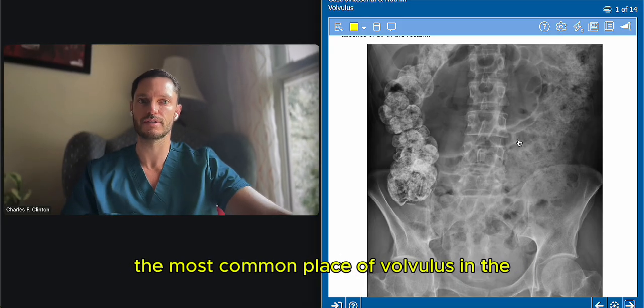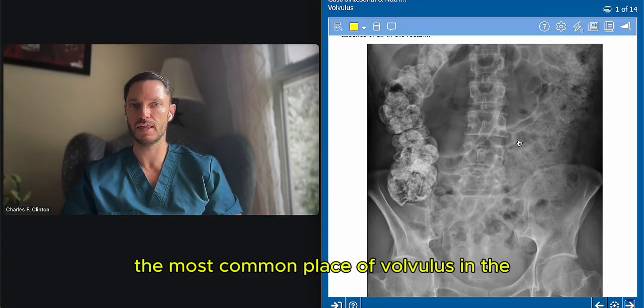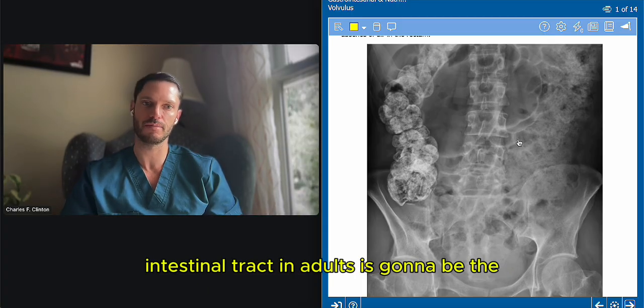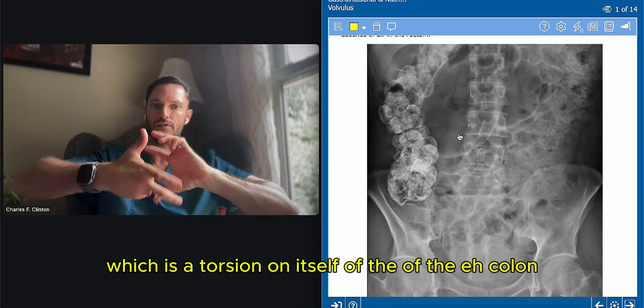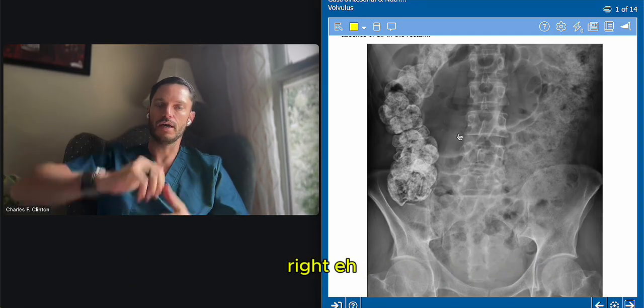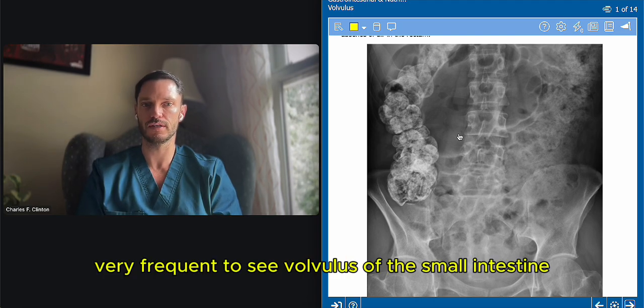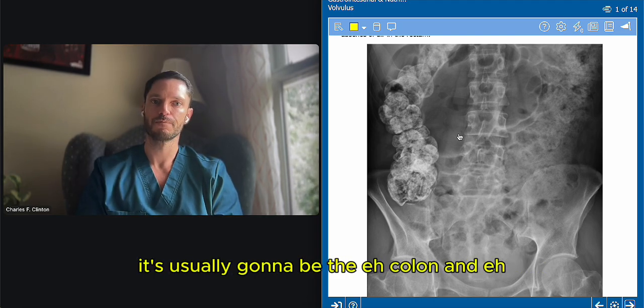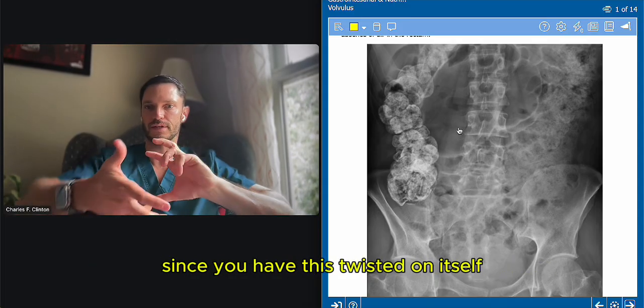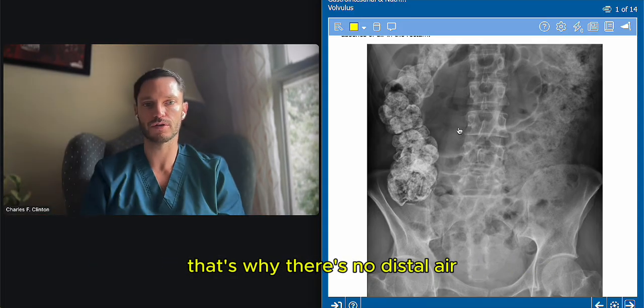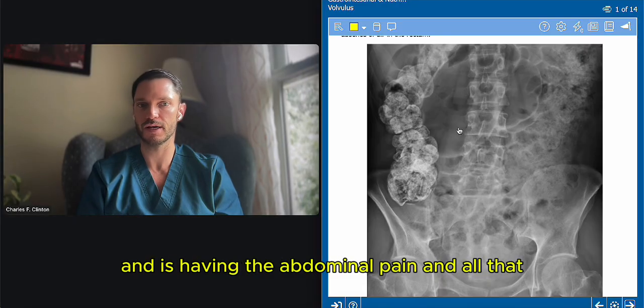This is a sigmoid volvulus. The most common place of volvulus in the intestinal tract in adults is the sigmoid colon, and here you can see the volvulus, which is a torsion of the colon on itself. It is very infrequent to see volvulus of the small intestine. It's usually the colon, and most often the sigmoid. Since you have this twisted on itself, that's why there's no distal air, and that's why the patient cannot poop and is having the abdominal pain and all that.